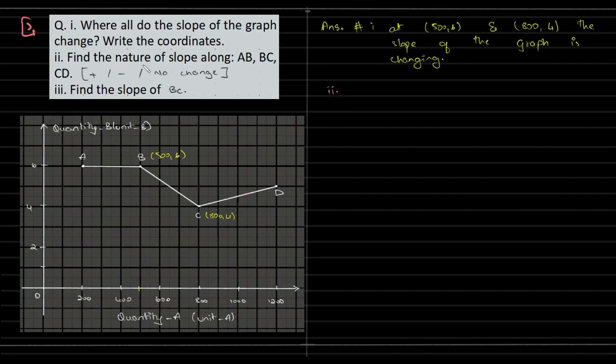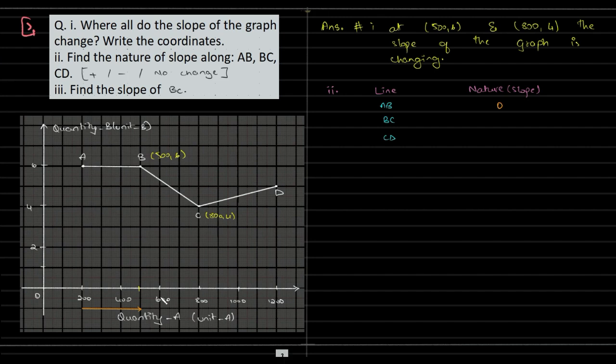The next question is find the nature of the slope along AB, BC and CD. So we have the line segments and the nature of the slope. The line segments are AB, BC and CD. And let's look at the nature of the slope. A to B, what is happening? The y is neither changing, increasing nor decreasing. But x is increasing, right? A to B, x is increasing, while we see no change along the y. So the nature of the slope is 0.